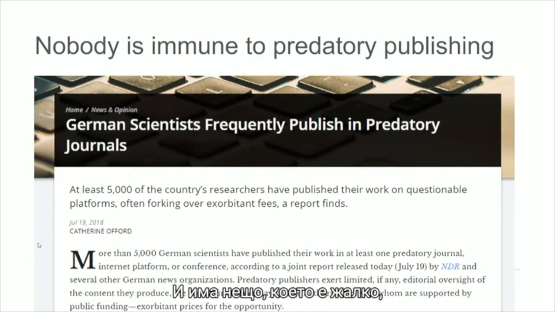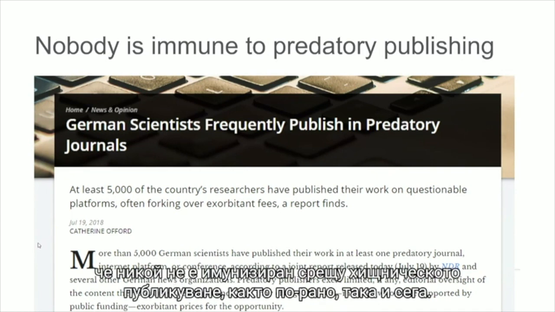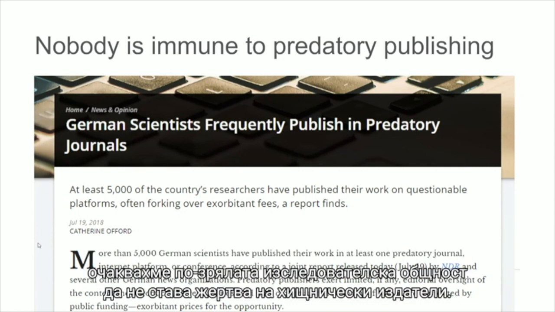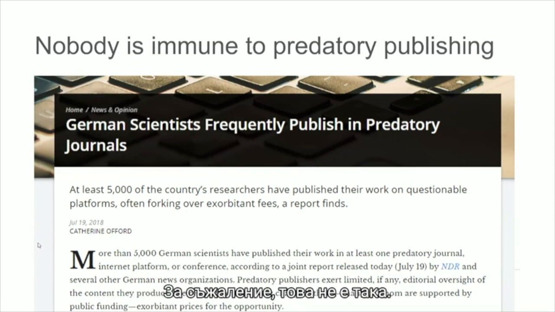And there is, let's say, something quite unfortunate, that nobody is immune to predatory publishing. A few years back, many people believed that predatory publishing is simply the biggest problem in emerging countries, so Eastern Europe, maybe even further to the east, or Asia. We expected the more mature research communities not to fall victim to predatory publishers. Unfortunately, this is not the case.